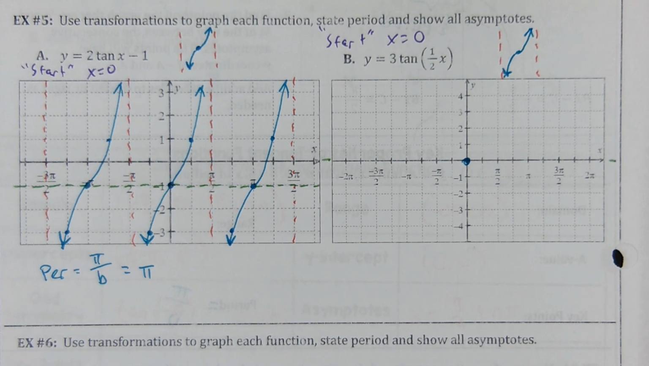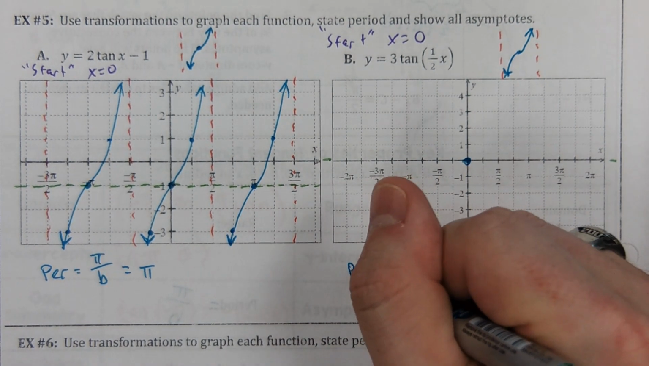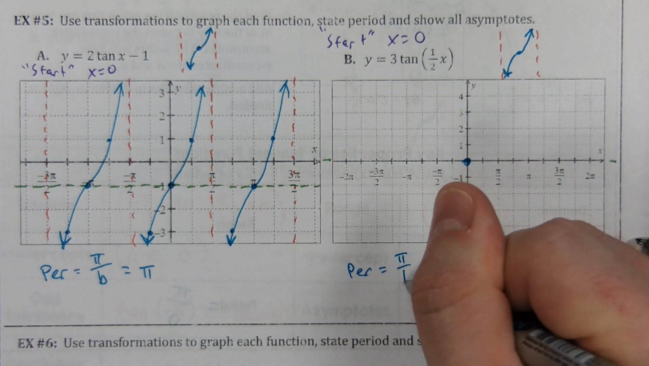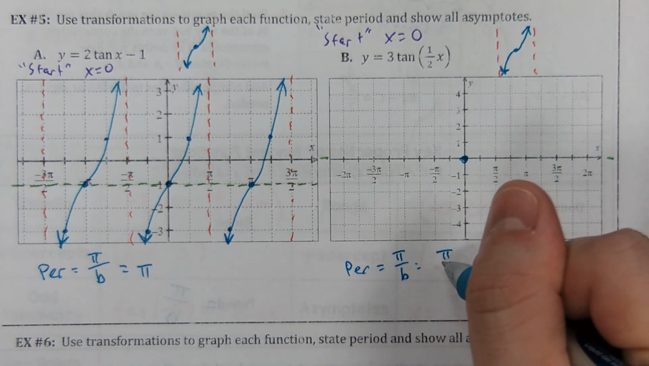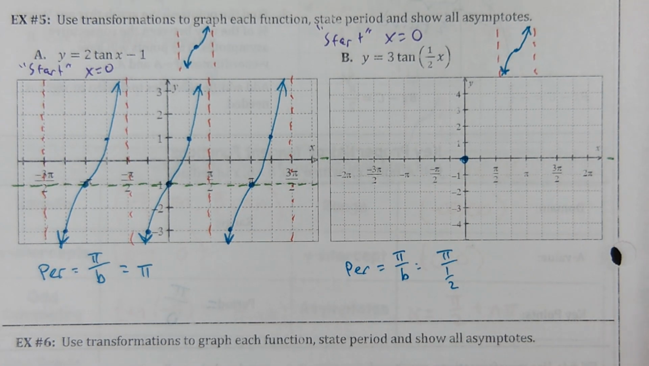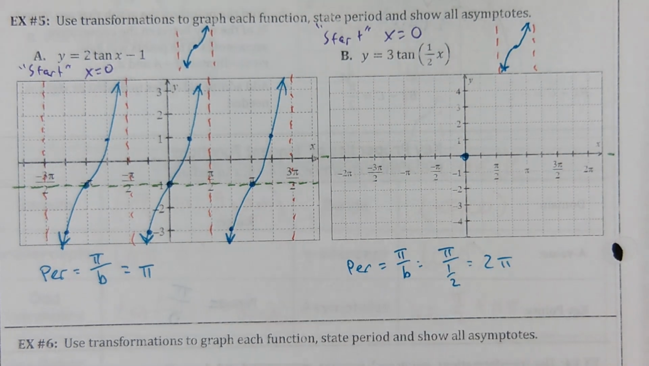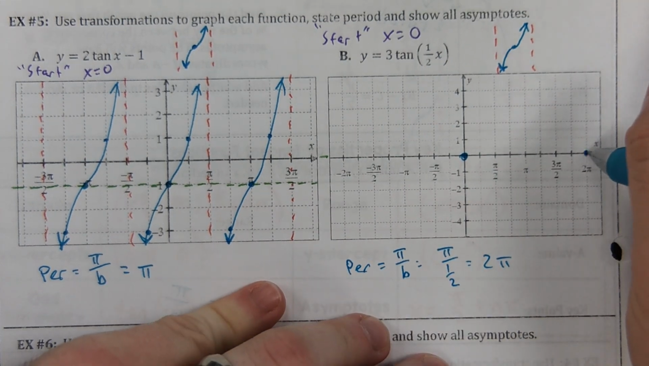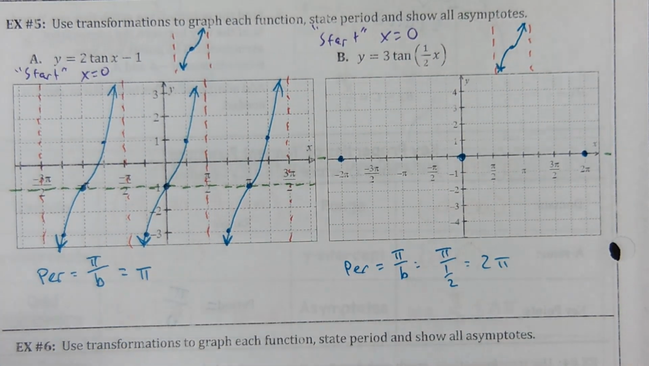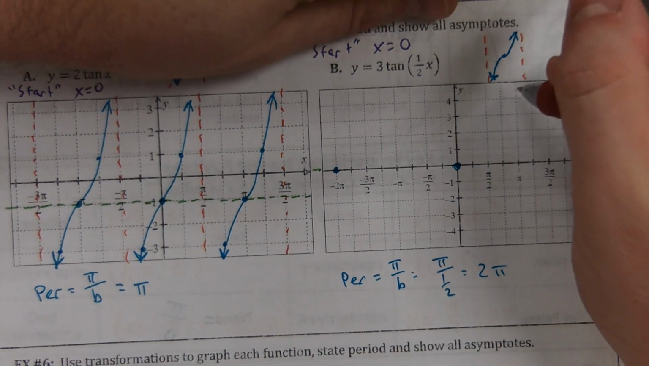Now we need to figure out the period length so we know how far to go left and right to find the next inflection point. Period is pi over b, and your b value is 1/2. So the period is 2 pi. Go left 2 pi, go right 2 pi, and that is where you find your next inflection points. That's actually really far away. Halfway between our inflection points is where we find our asymptotes. Halfway between 0 and 2 is 1, so 1 pi.